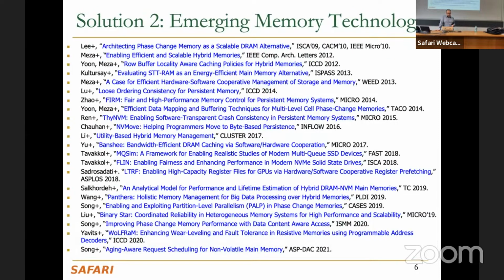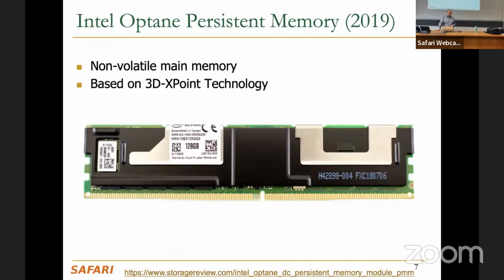And here are some example works that we're also gonna discuss today. Not all of them, of course. Industry also looked into this architecture, and this was one of the architectures that was commercialized. Intel introduced persistent memory in 2019. This is, of course, non-volatile memory based on 3D XPoint technology.